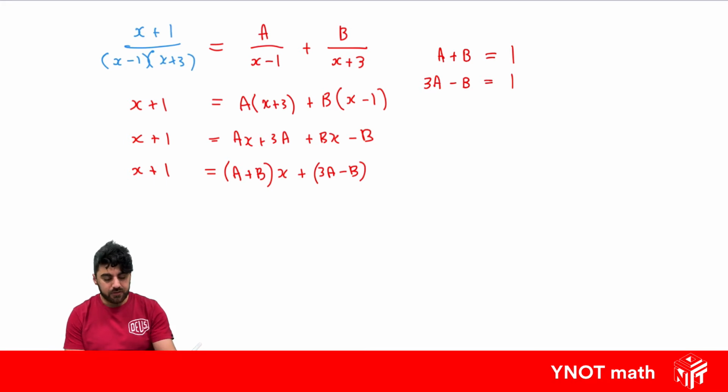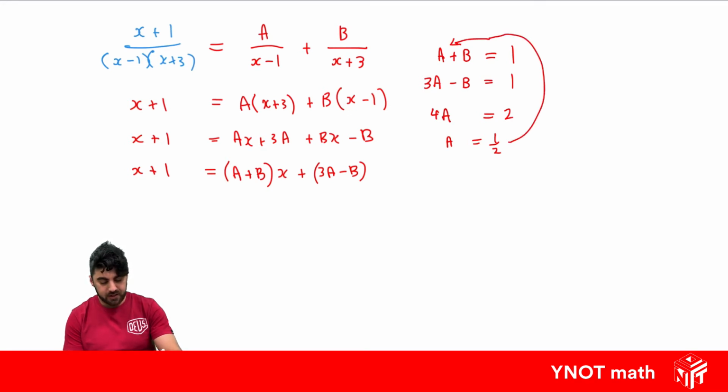And all we have to do here is solve simultaneously. So let's add these two equations together and we'll get 4a = 2. So a = 1/2. And we can go ahead and sub that into any equation. So we can go ahead and sub it in here. That's going to give us b = 1/2 as well.